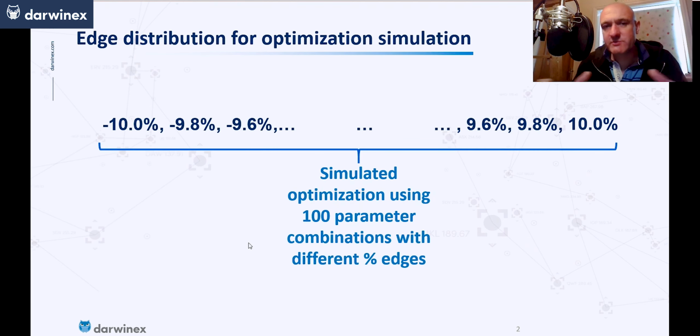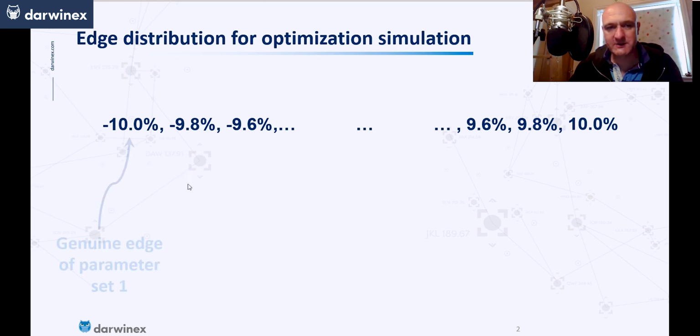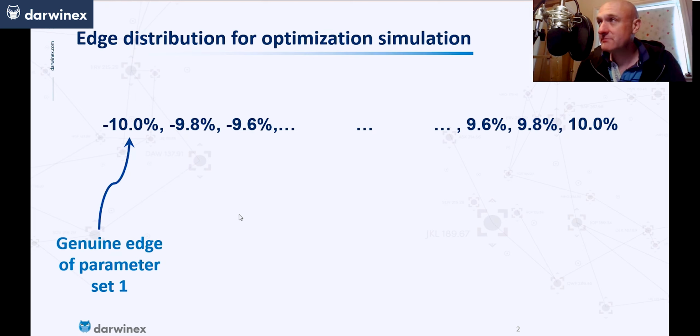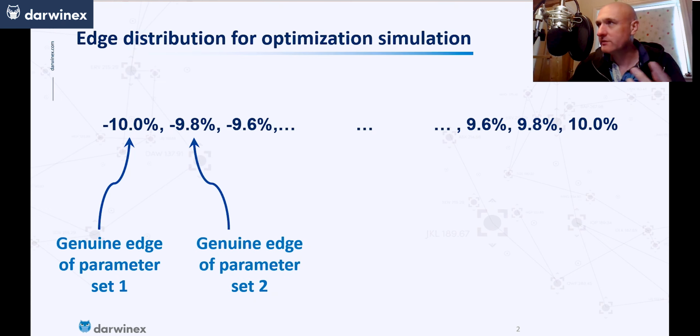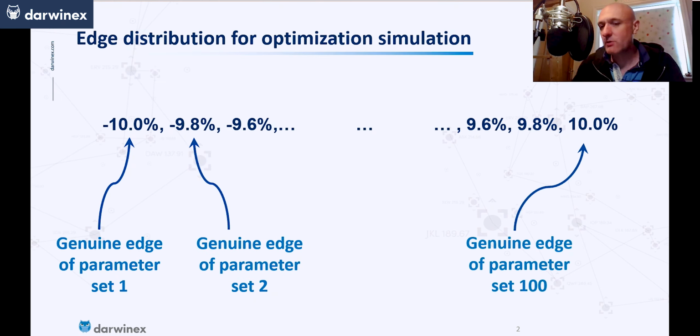we then do a distribution across the 100 parameter sets we've said we want to analyze. So in this case, each parameter set gets incremented by 0.2% until eventually we've got a range of edges from positive 10% down to negative 10%. So the first parameter set in the simulation will have a value of minus 10, the second one minus 9.8, and so on, all the way up to our best parameter set, which will exhibit an edge of 10%.